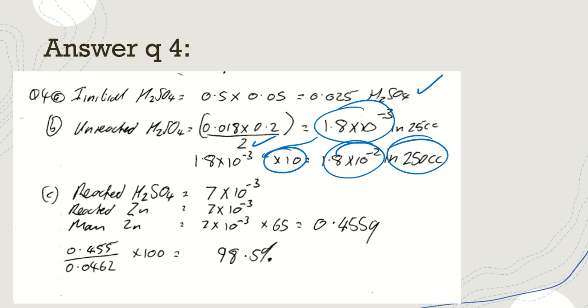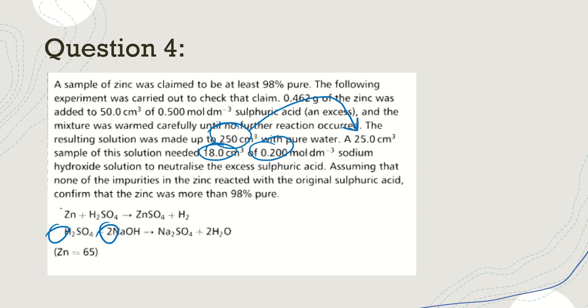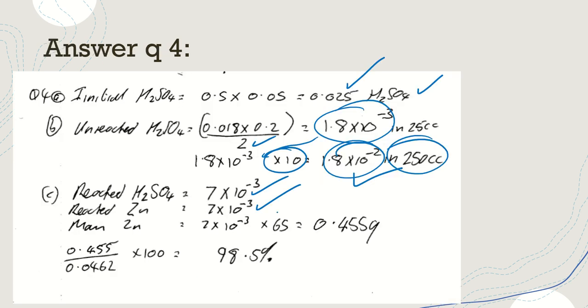The number of moles of sulfuric acid I had to begin with was as so. The moles of sulfuric acid I had left over were as so. So I took those away, which gave me moles of reacted sulfuric acid. That is in a 1-to-1 ratio with the zinc. You look at the top equation here, zinc to sulfuric acid, 1-to-1. Multiply the moles of zinc by the atomic mass of zinc, which gives me the mass of zinc in the sample, and then I simply work out the percentage.